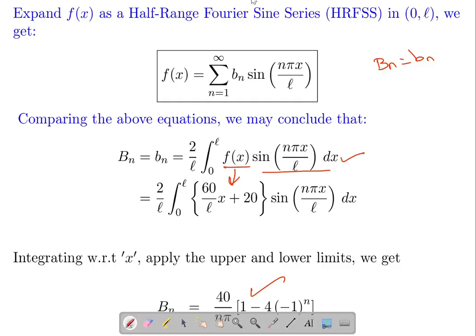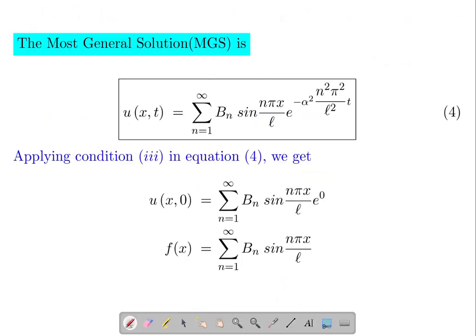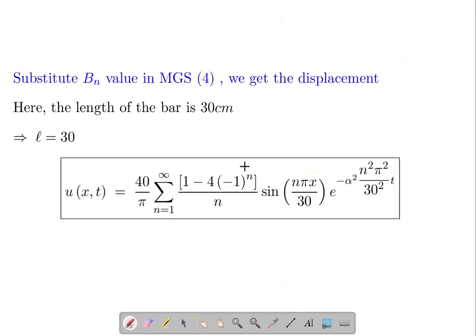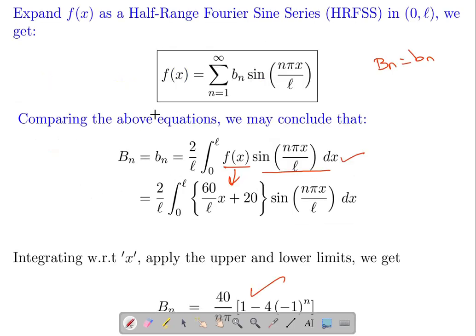After we get bn, we replace that bn in the most general solution here. So instead of bn, we replace it here, and we'll get this part. Finally, I replace L is equal to 30. It is your choice whether to replace L is equal to 30 here itself, or at the final solution, or initially.